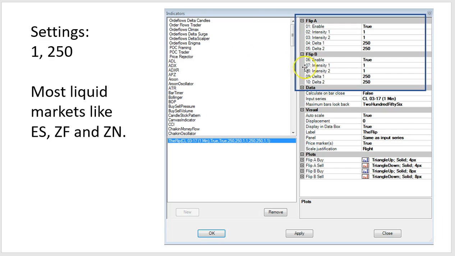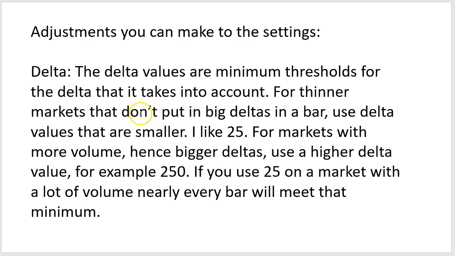Delta, which is this next number, delta 1, delta 2, measures the minimum thresholds for delta that it uses to do its calculations. Thinner markets that don't put in bigger deltas in the bar use values that are smaller. I like 25. It's borderline. Again, I don't like to split hairs and say it's got to be 25. You could use 50, you could use 35, find a level that you're comfortable with.